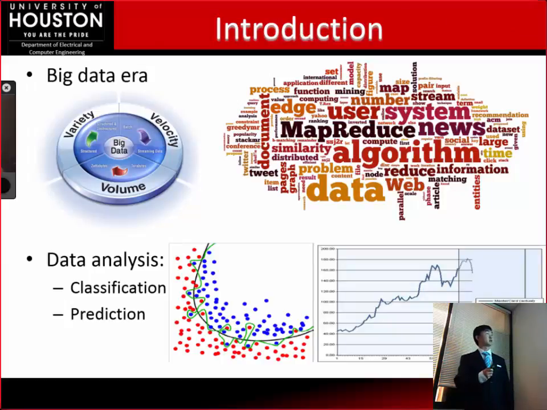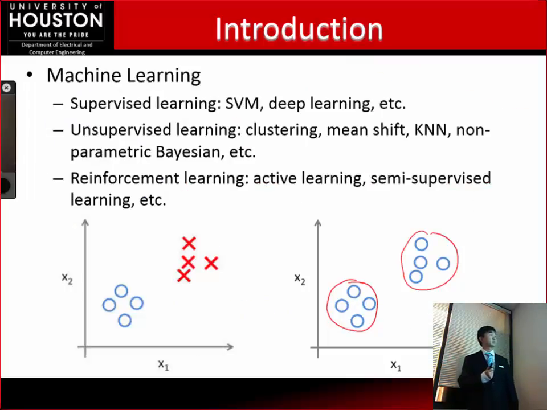I will give an introduction to big data. As we all know, now comes the era of big data, and it has three key components: variety, velocity, and volume. There are a lot of businesses dealing with big data issues. Speaking of data analysis, we are mainly focused on two major tasks: one is classification, the second is prediction. Machine learning is a popular tool used for data analysis tasks.